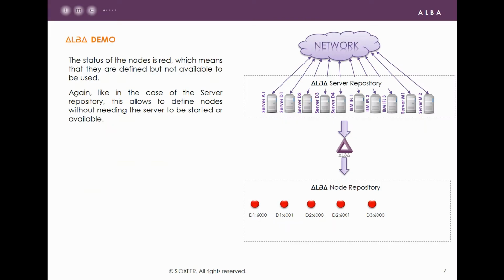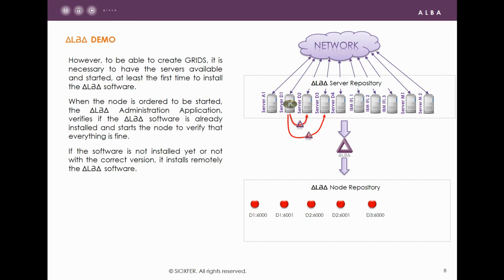The status of the nodes is red, which means that they are defined but not available to be used. Again, like in the case of the server repository, this allows us to define nodes without needing the server to be started or available. However, to be able to create grids, it is necessary to have the servers available and started, at least the first time to install the Alba software.